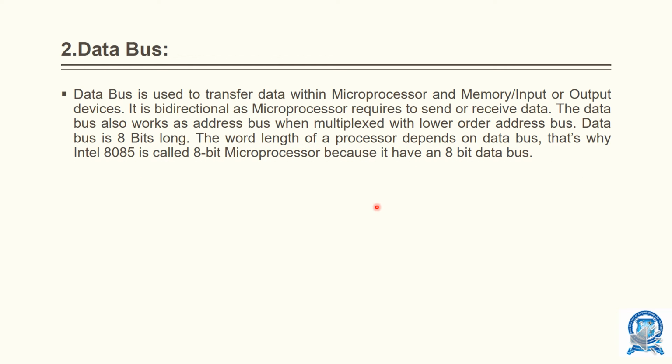Next comes the data bus. The data bus is used to transfer data between the microprocessor and memory. It is bidirectional as the microprocessor needs to send or receive data. The data bus also works as the address bus when multiplexed with the lower order address bus. The data bus is 8-bit long. The word length of the processor depends on the data bus. That's why the Intel 8085 is called an 8-bit microprocessor, because it has an 8-bit data bus.